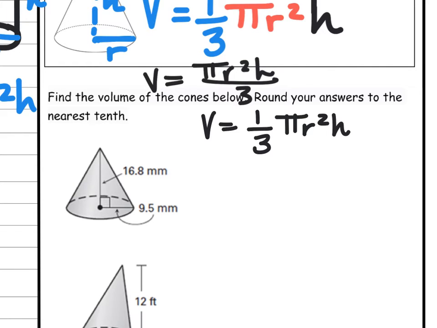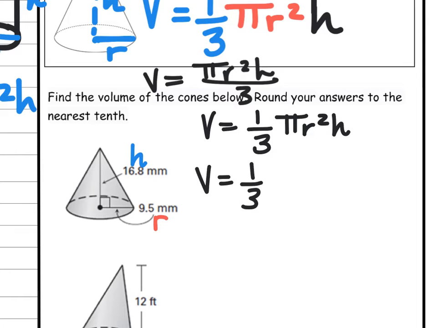Well, let's go to our diagram. Grace, what's my radius? It's 9.5 millimeters. Yep. Which means my height's got to be 16.8 because it goes from the bottom to the very top, and it has a right angle. So we're just going to put those numbers in just like we did yesterday. 1/3. The only thing that changes is the letters we're replacing.